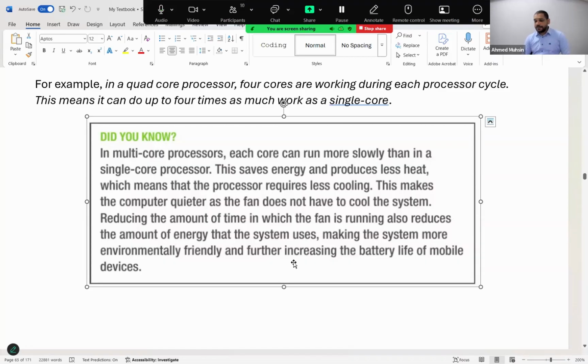One of the main reasons that we use multiple cores is to reduce the amount of heat produced. So the workload is shared. This saves energy and produces less heat. Okay. Read below.